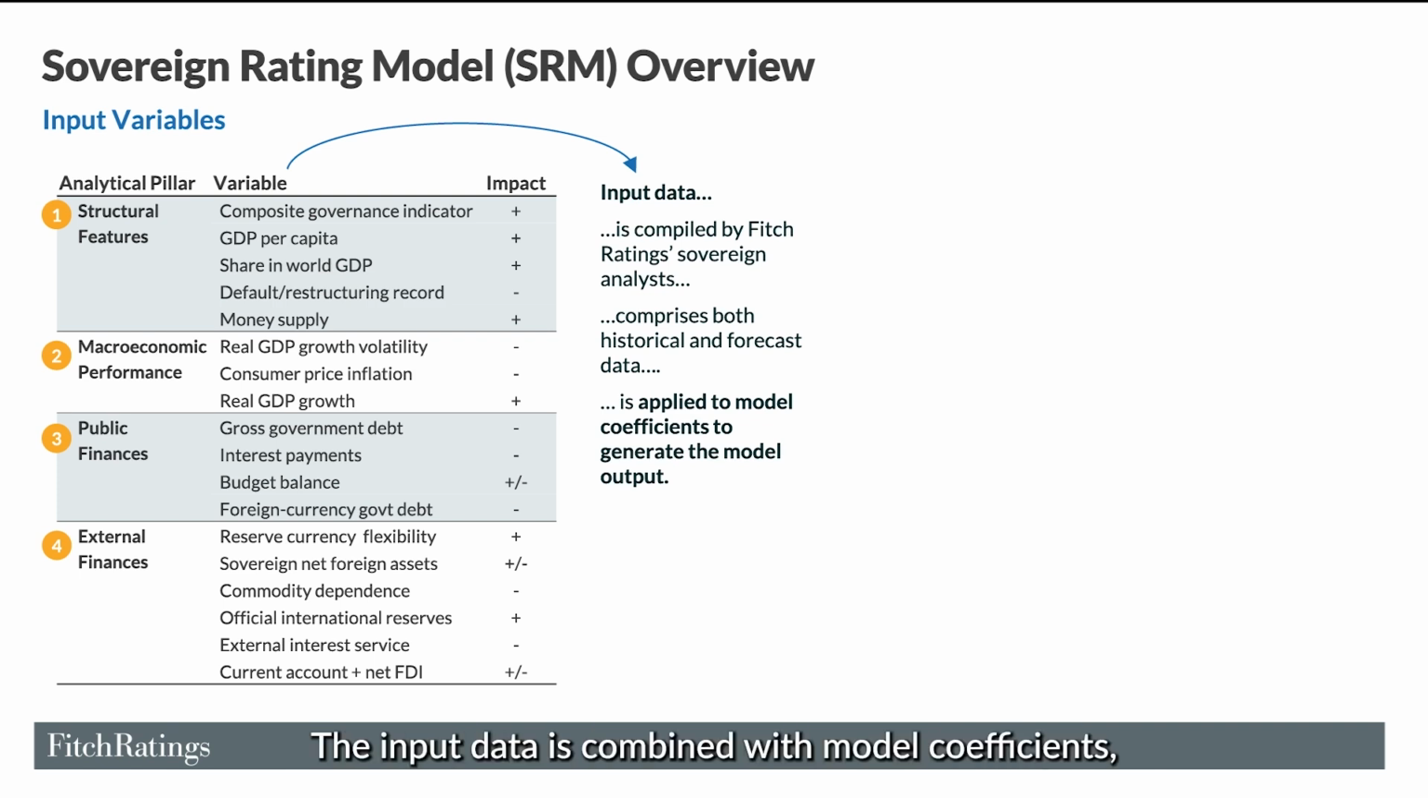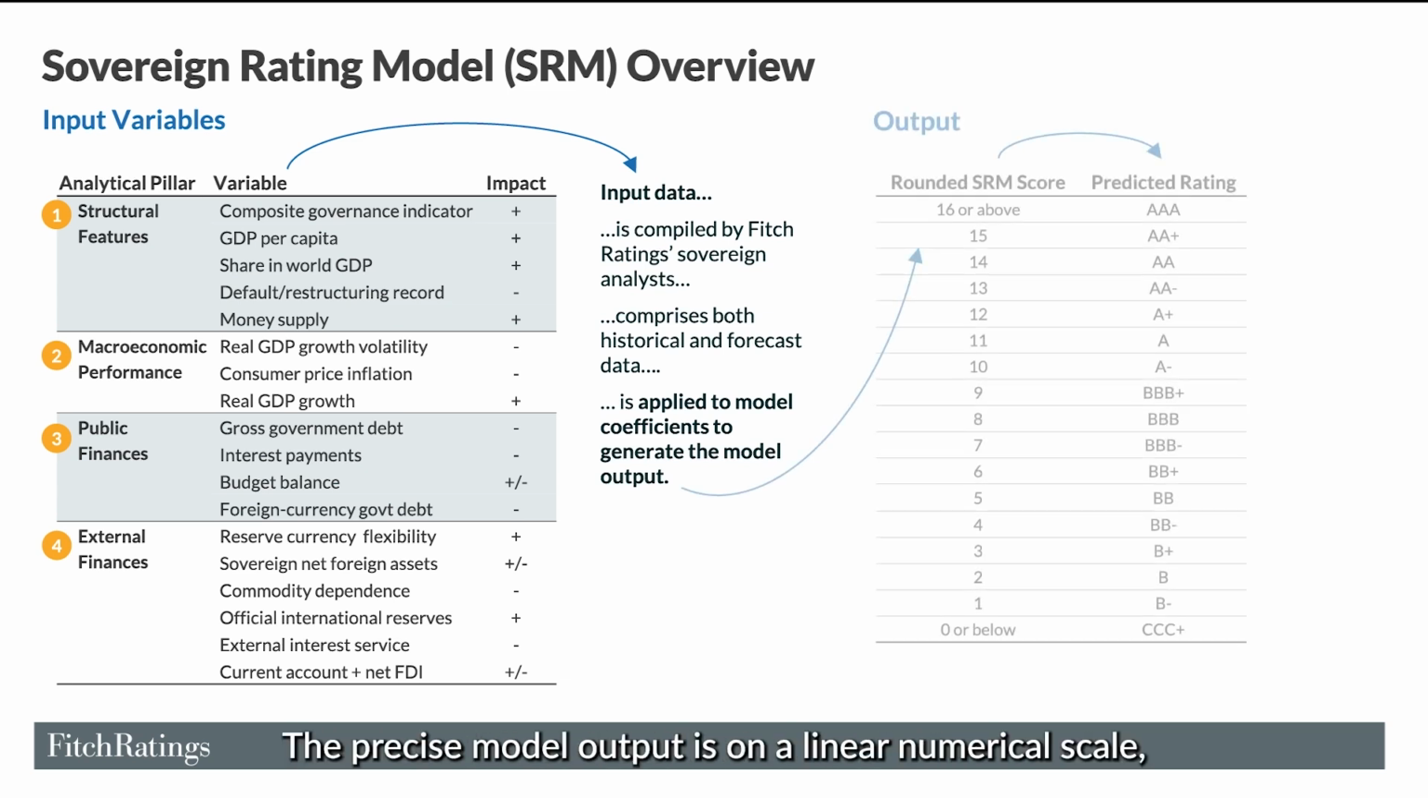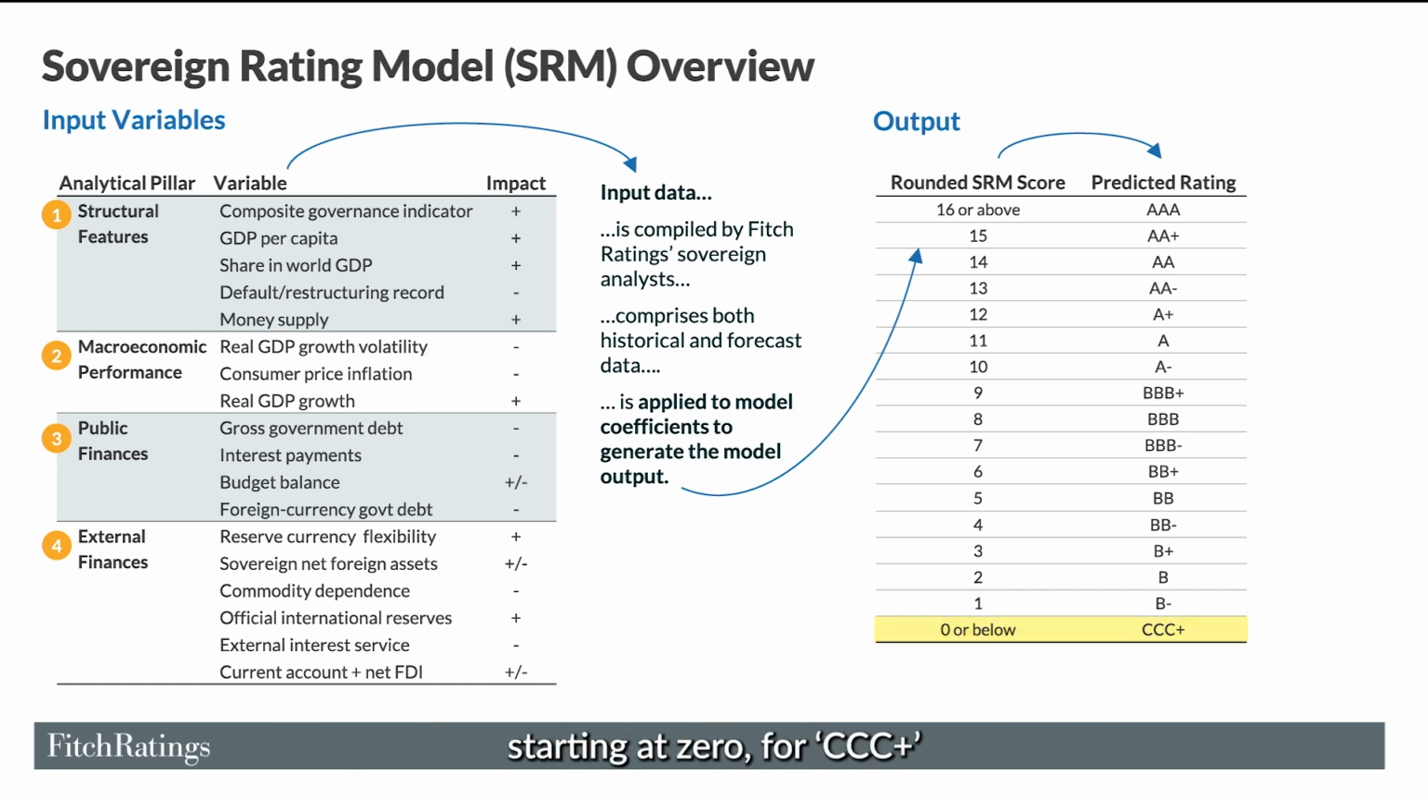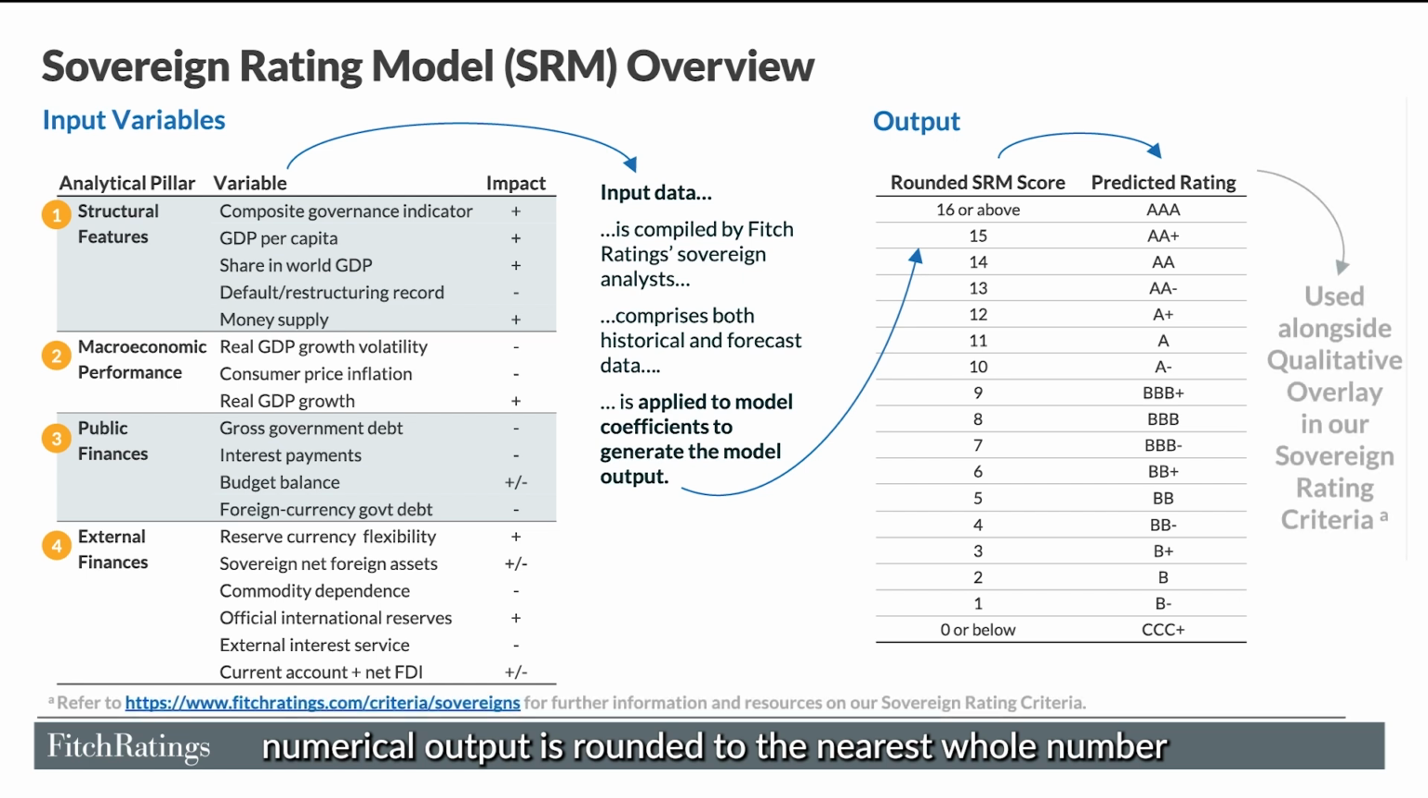The input data is combined with model coefficients, which are the same for all sovereigns, to generate the model output. The precise model output is on a linear numerical scale, starting at 0 for CCC+ and increasing in simple increments of 1 per rating notch, through to AAA at 16. This precise numerical output is rounded to the nearest whole number to obtain the final model output, the predicted rating for a given sovereign.